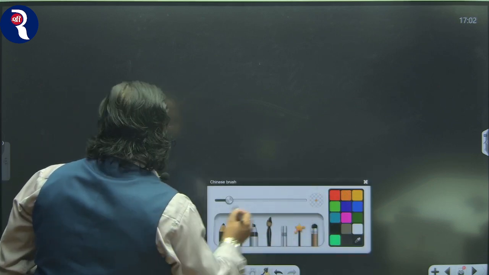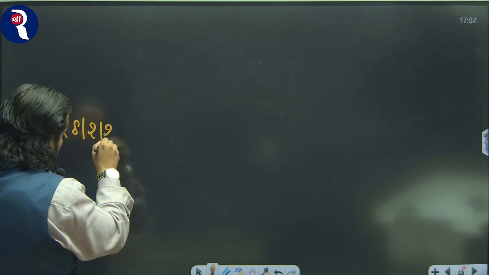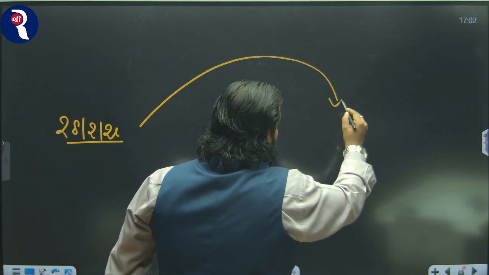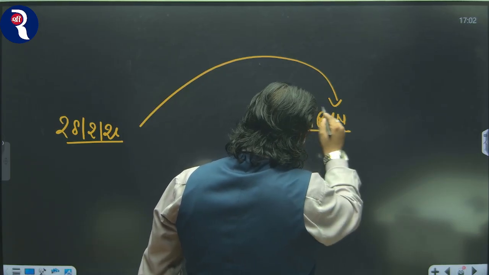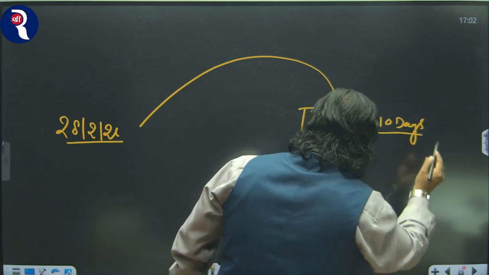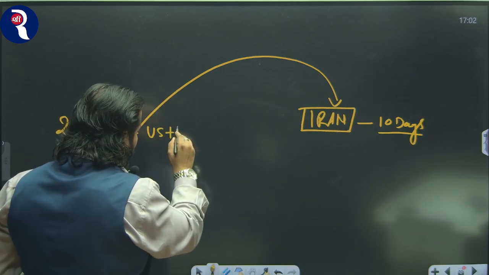So here it is. The war started on 28th of February 2026. What happened? The United States of America launched a crippling attack on Iran. They thought that this war would not last more than 10 days. And how did it happen? With the USA and Israel.